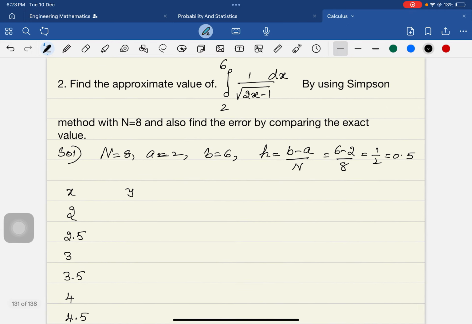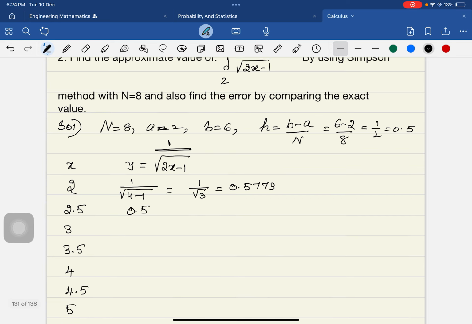Now our job is to find out the y value. The function is y equals 1 over square root of 2x minus 1. So for x equal to 2, it is 1 over square root of 2 into 2, 4 minus 1, which is 1 over root 3, and this value is 0.5773. Now for 2.5, it is 1 over root of 2 into 2.5 minus 1, which is 1 over root 4. Root 4 means 2, and 1 over 2 means it is 0.5. Understood? You do the calculations accordingly.